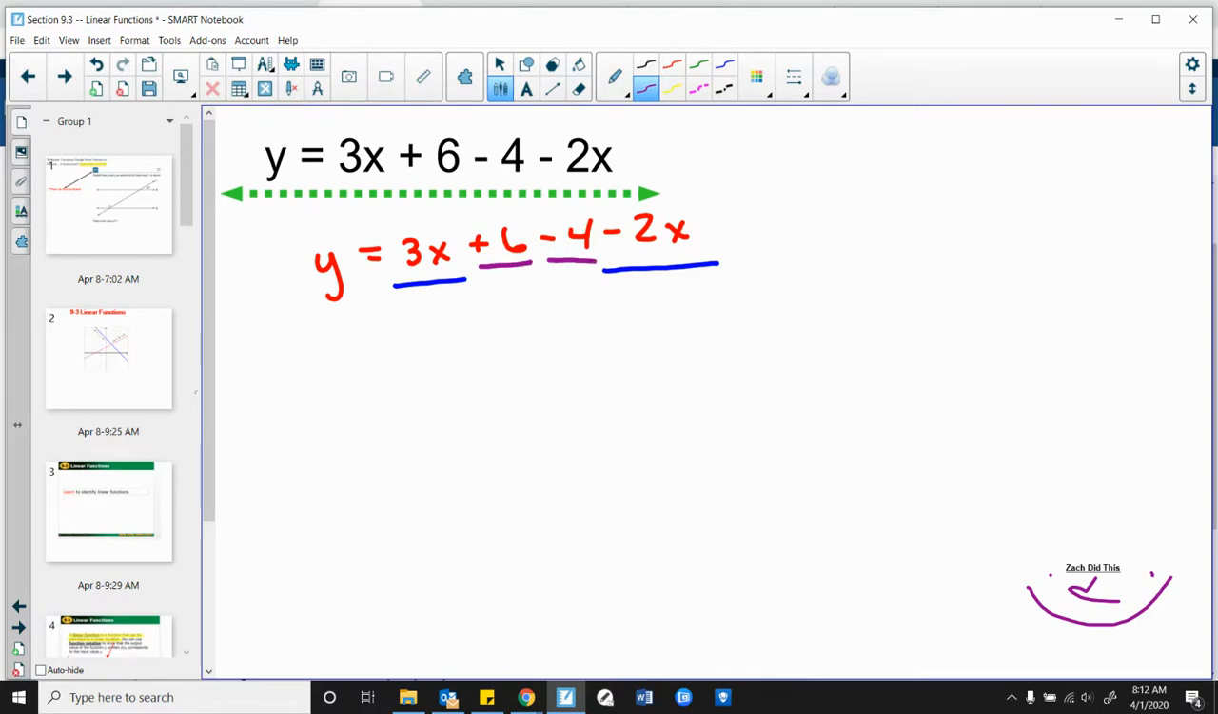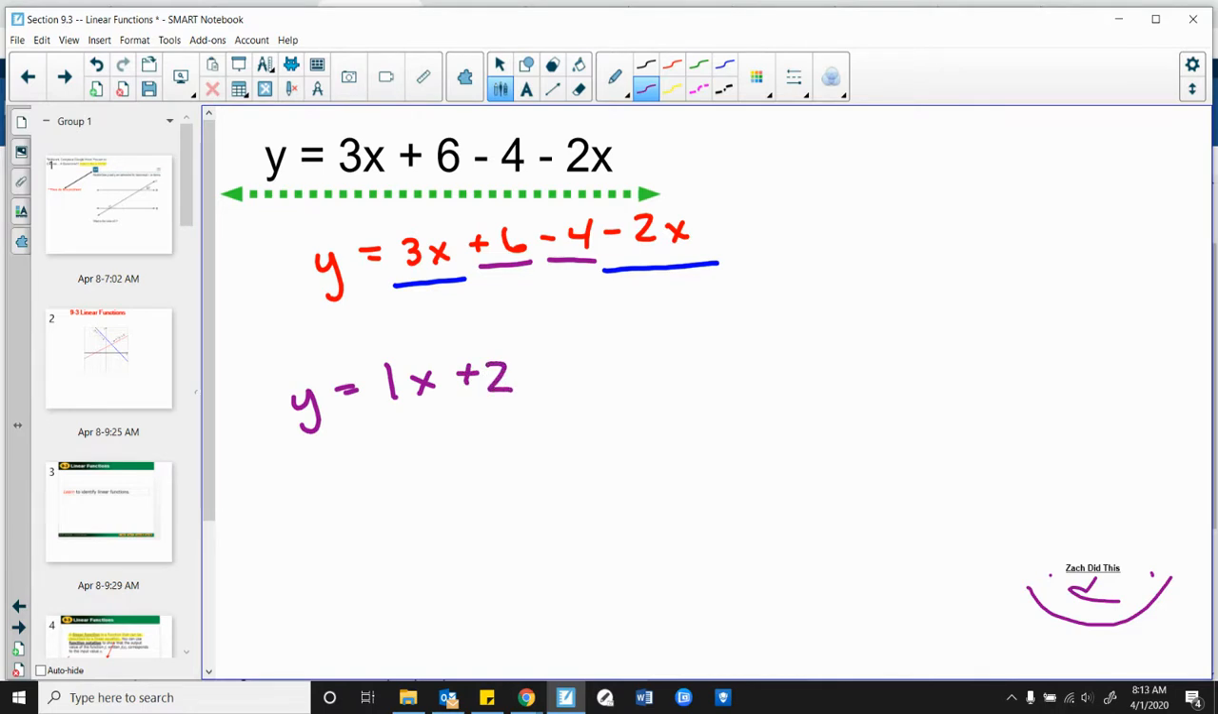Okay, so if I go ahead and combine my 3x and my negative 2x, that's going to combine to just 1x. So I'll have y equals 1x. And then if I combine a positive 6 and a negative 4, that's going to combine to just positive 2.